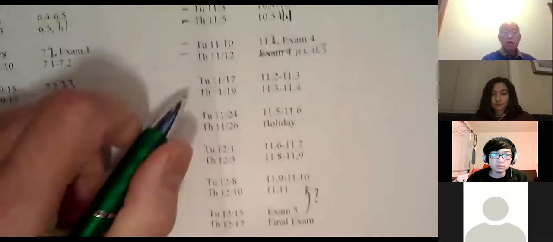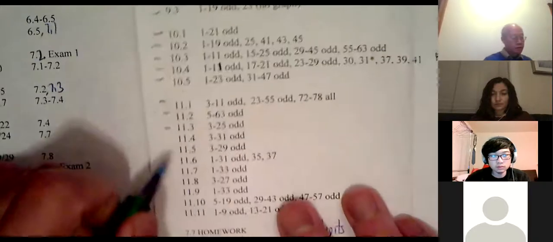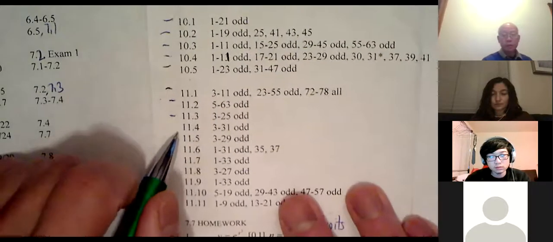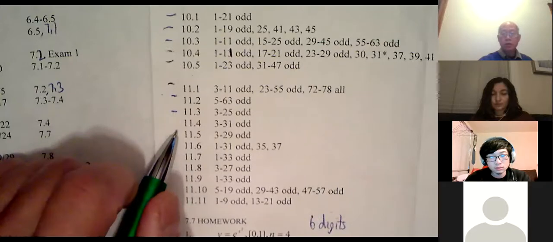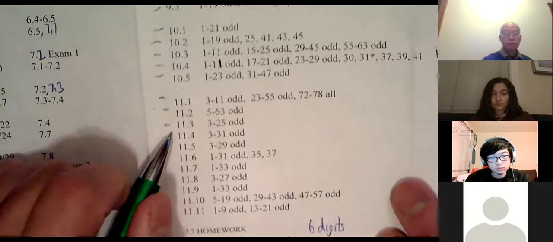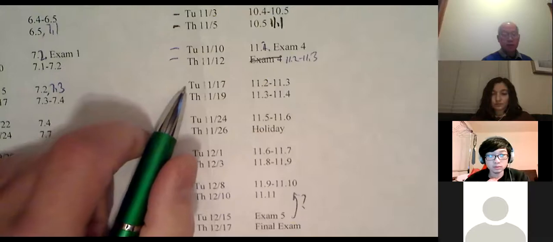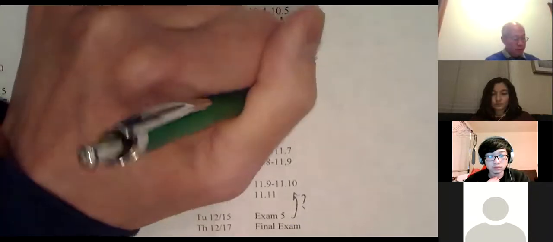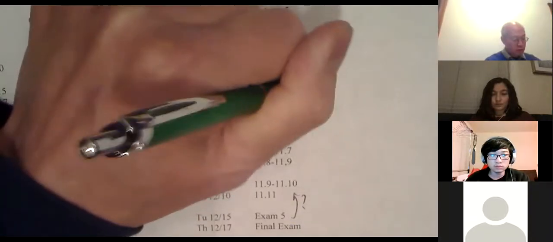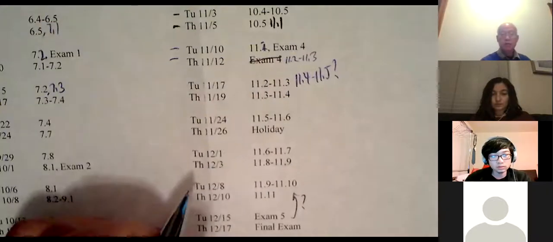Okay, so let's see, that's done. We're sort of here. I'm going to aim for 11.4 and maybe 11.5 today. 11.4 is a little bit longer section, but 11.5 is shorter, so I may be able to do both of them. We'll see how it goes. Time-wise, I'm still ahead of schedule. So I'm aiming now for 11.4, maybe 11.5. Let's see how it goes.